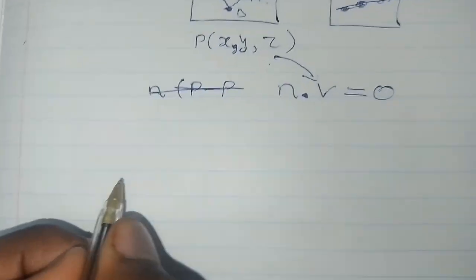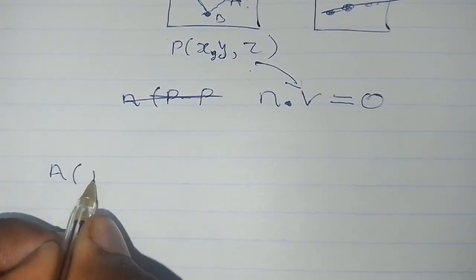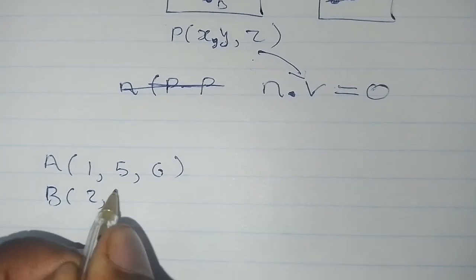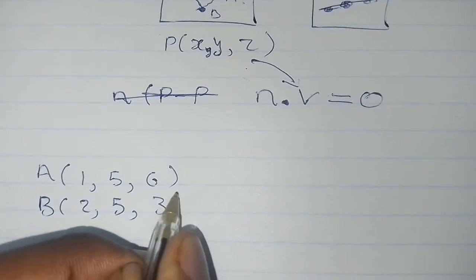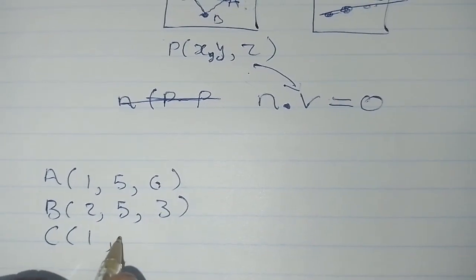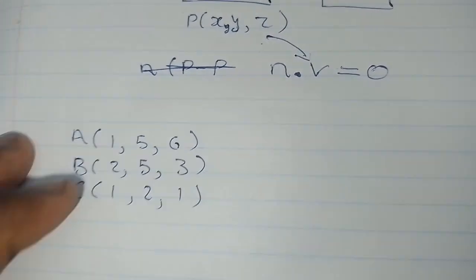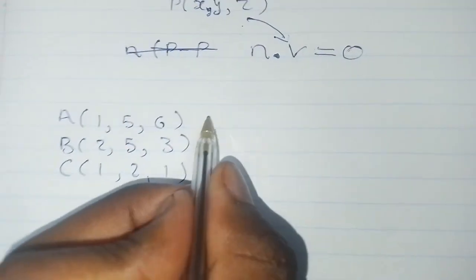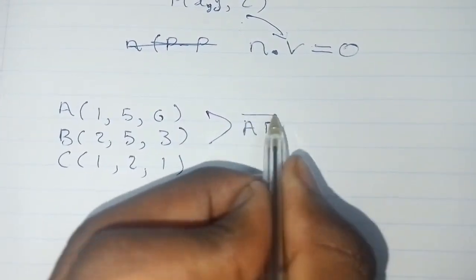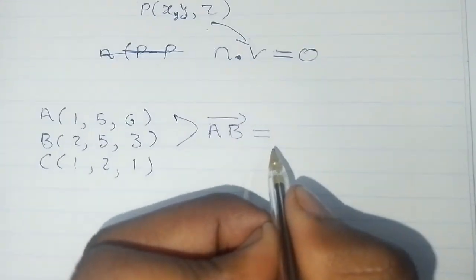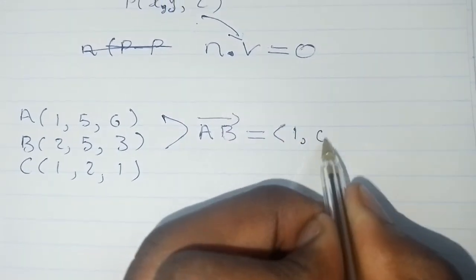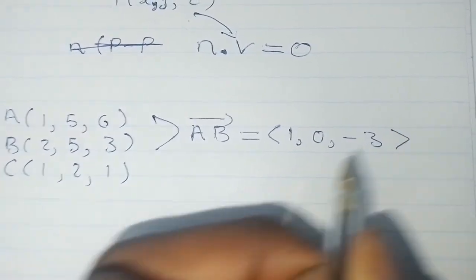Now let's say we have a plane passing through the points A (1, 5, 6), B (2, 5, 3), and then we have a point C, let's say (1, 2, 1). We have a plane passing through these 3 points. So what you're going to do is obtain vector AB from this. Vector AB in direction vector form is going to be 1, 0, and minus 3. So that will be vector AB.